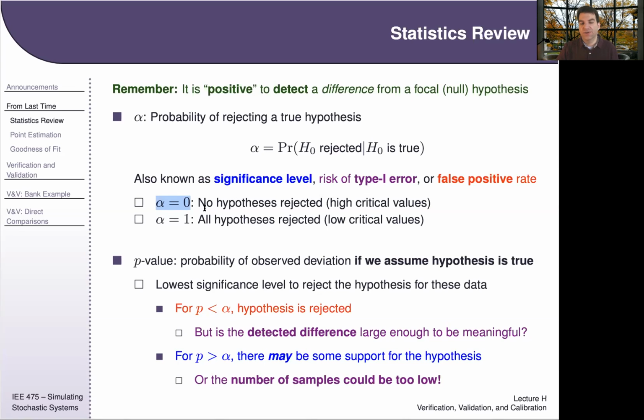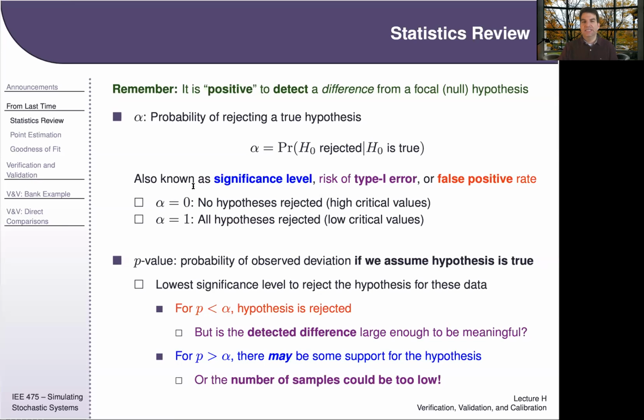So it's kind of a degenerate case. Similarly, if you set your alpha equal to 1 by adjusting your threshold, then you detect everything as a difference from the null. So all of the hypotheses are rejected. So again, low critical values, again, not very useful.